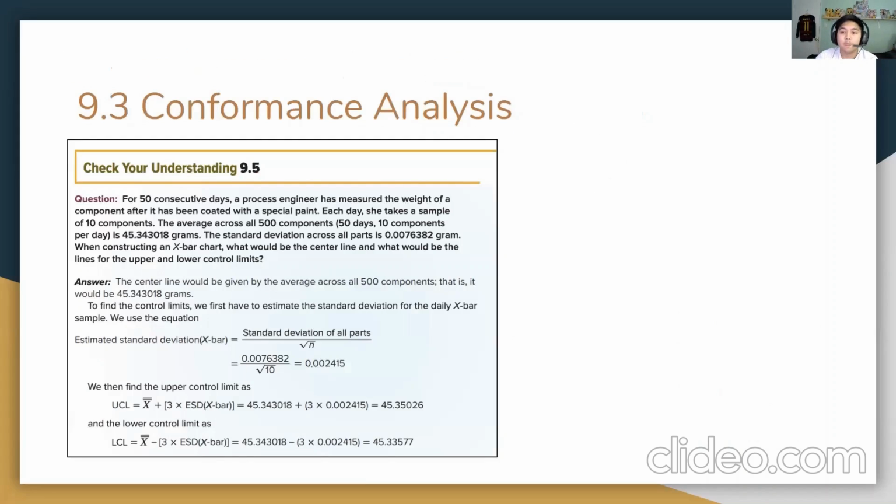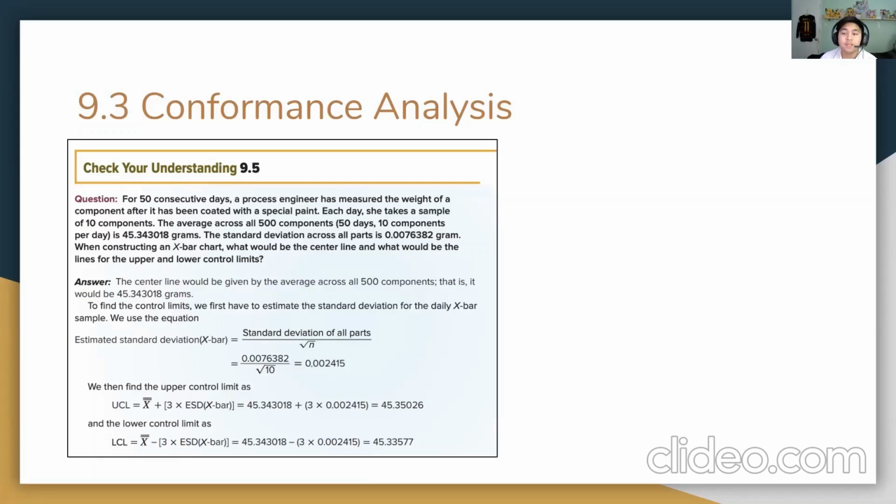Check your understanding. Question. For 50 consecutive days, a process engineer has measured the weight of a component after it has been coated with a special paint. Each day, she takes a sample of 10 components. The average across all 500 components, 50 days, 10 components per day, is 45.343018 grams. The standard deviation across all parts is 0.0076382 gram. When constructing an X bar chart, what would be the center line and what would be the lines for the upper and lower control limits?